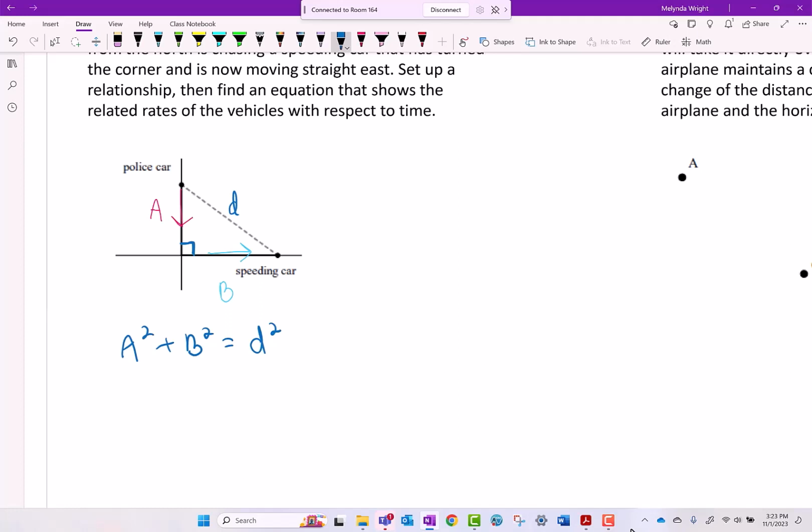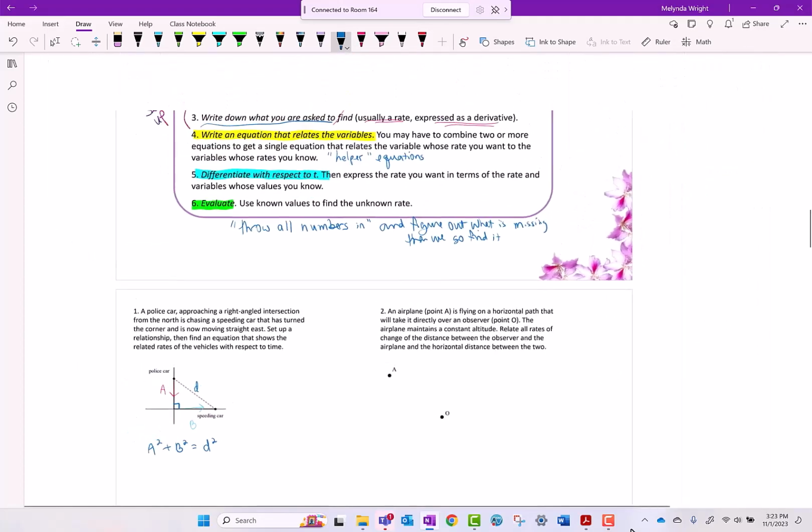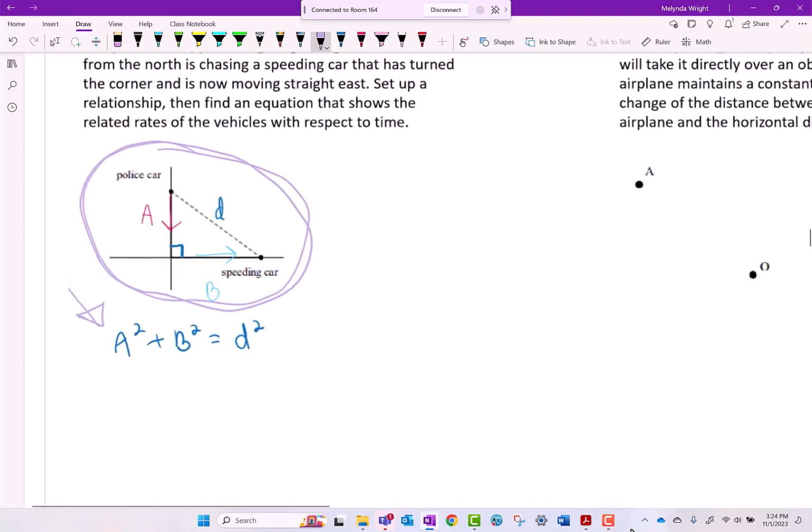Okay, so I'm going to go back up at this. Let me see if I can shrink this a bit. Okay, so what have we done? The setup was this part right here, all the picture drawing and the labeling. That was 1 through 3. This is number 4, where we write an equation that relates the variables. They're wanting us to do step 5, which is differentiate with respect to t. They're wanting us to just go that far and then stop. We don't have any numbers. All right, so let's do that.